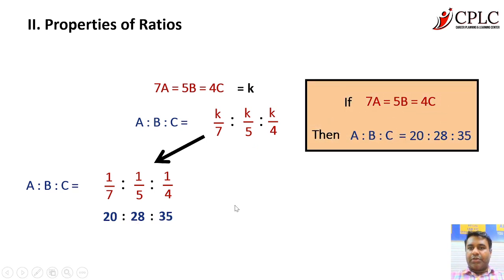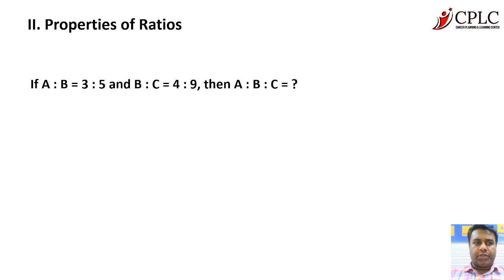You can note this as well. If 7a is equal to 5b is equal to 4c, then a is to b is to c is 20 is to 28 is to 35. Okay, let's move ahead.